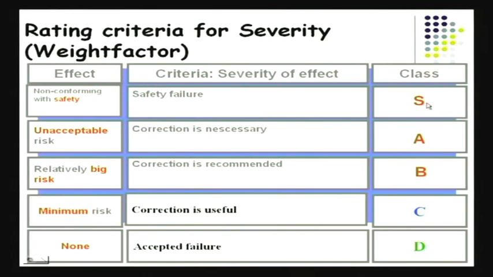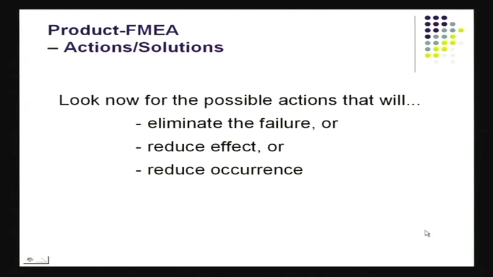And of course, numbers could be applied here. I could probably say 10 for S, 8 for this, and 6 for this, and 4 for this, and 2 for this. With that, I'll have numbers, and those numbers come very handy once I go out and try to do what we call RPN calculation.